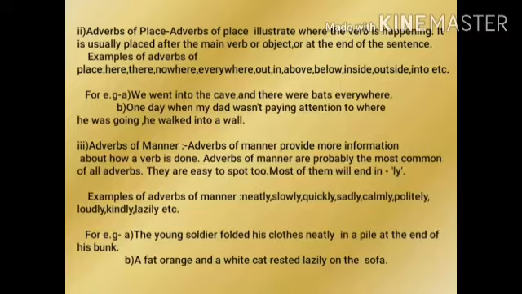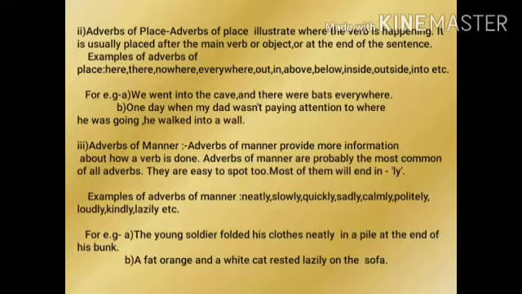Now, for example, you can see I have used some adverbs of manner in the sentences. Number A, the young soldier folded his clothes neatly in a pile at the end of his bunk. So here neatly is the adverb of manner. Number B, a fat orange and white cat rested lazily on the sofa. So here lazily is the adverb of manner.